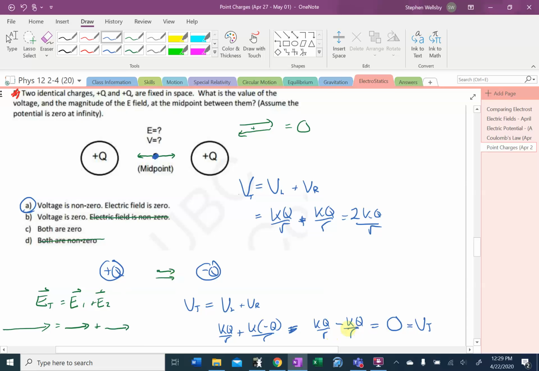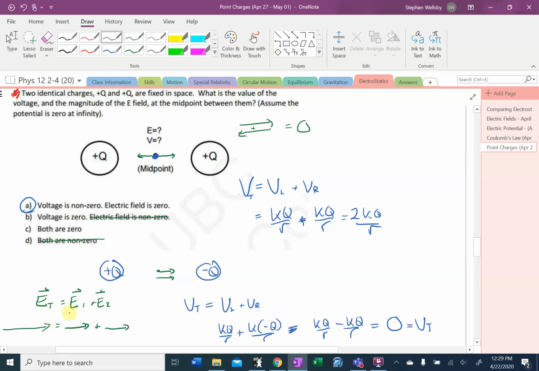And that works only because I didn't ignore the signs. If I ignored the signs in here, my answer again would have been 2kq over r, and that would have just been wrong. It wouldn't have been correct if we ignored the sign. So when we're dealing with potential or potential energy, we have to include the signs in our calculations. If we don't, the answer will be wrong.